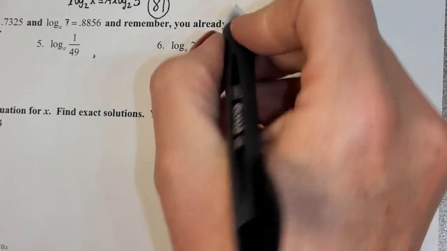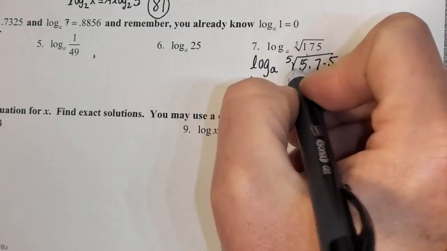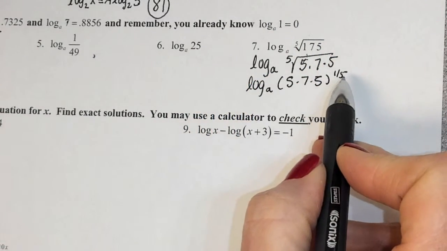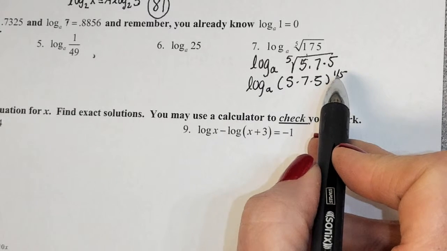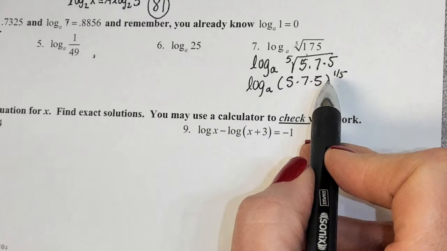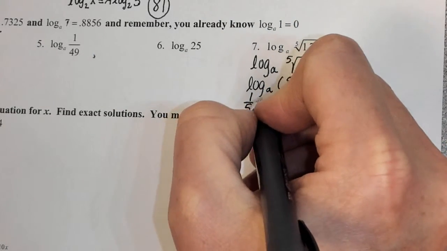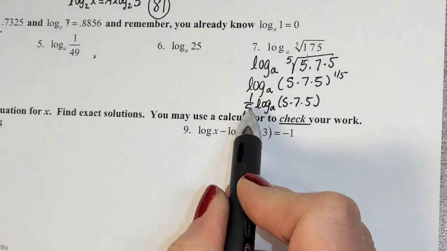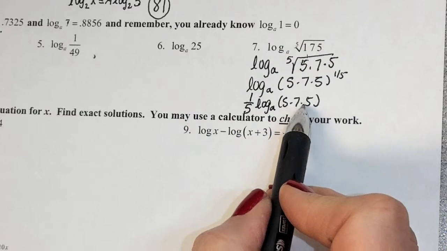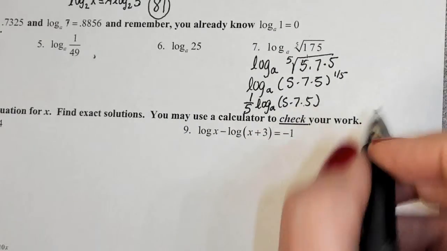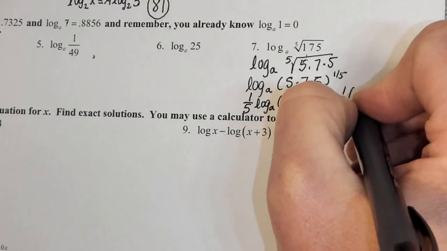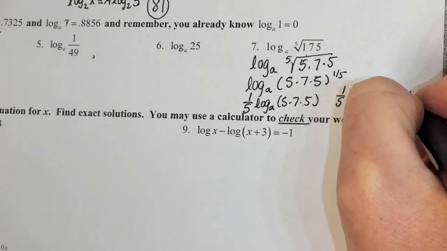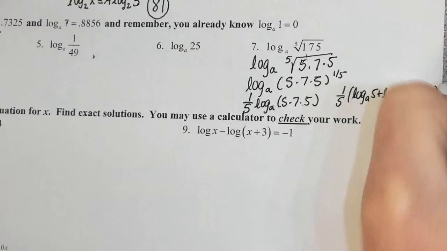So now I have to think that I've got log base A, and this is to the 1/5 power. What can I do if it's to the 1/5 power? Where can it go? It can go to the front. So I'm going to have 1/5 log base A of 5 times 7 times 5. This 1/5 goes to the whole thing, though. What does multiplication turn into for logs? Addition. So I'm going to have 1/5 of log base A of 5 plus log base A of 7 plus log base A of 5.